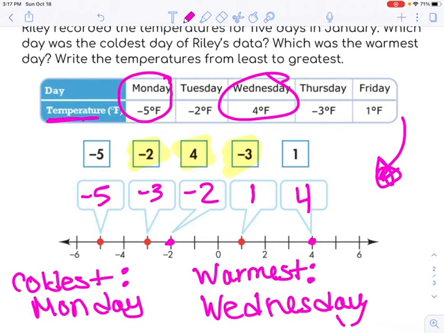And now, as we can see, because we already labeled our numbers out, we've already listed them out in terms of least to greatest. So our lowest one, our coldest day was negative 5. And then our warmest day was 4. So they're already in order from least to greatest.